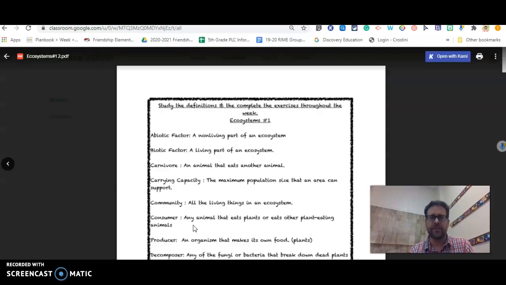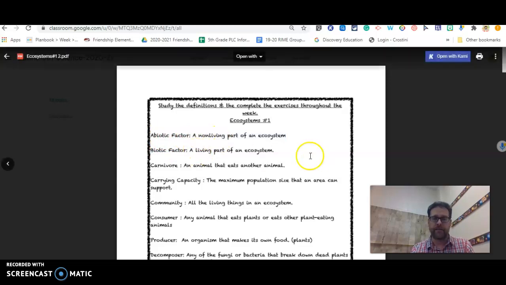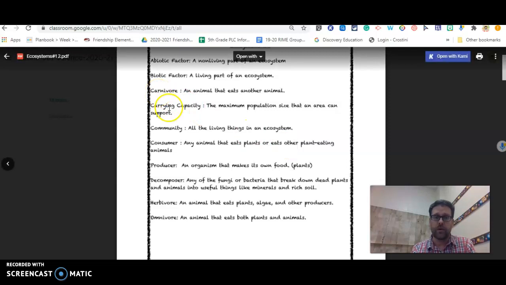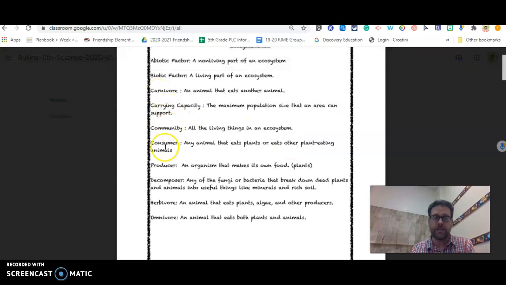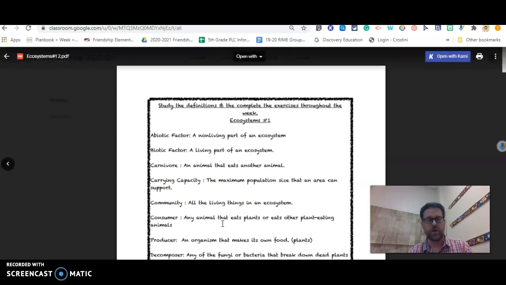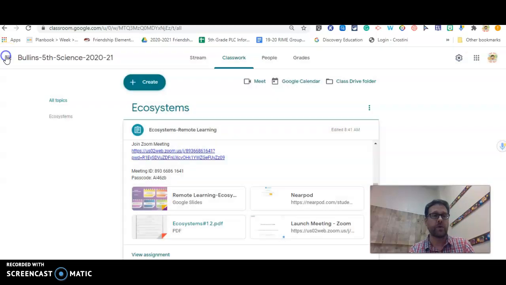This PDF gives you access to our vocabulary for this week. You've already seen these two words, abiotic factor, biotic factor. So apparently this week we're going to talk about carnivores, carrying capacity, community, consumers, producers, decomposers, herbivores, and omnivores. And we will. We'll get that covered this week. Is there necessarily going to be a quiz on Friday? Probably not. It depends on how it looks like we're doing as a class as to whether or not I give you a quiz at the end of the week.